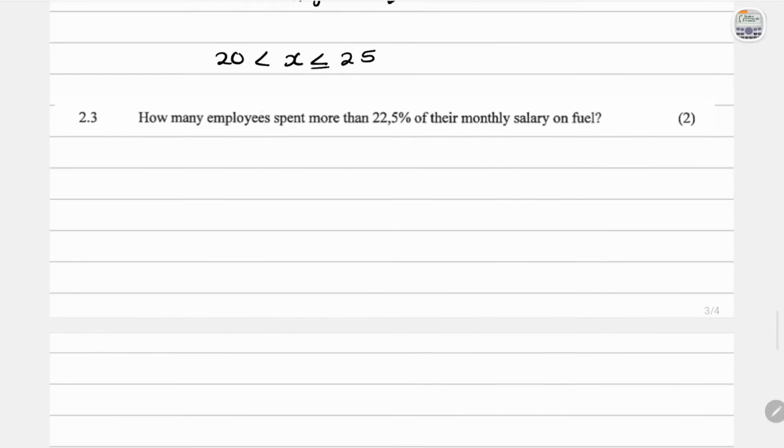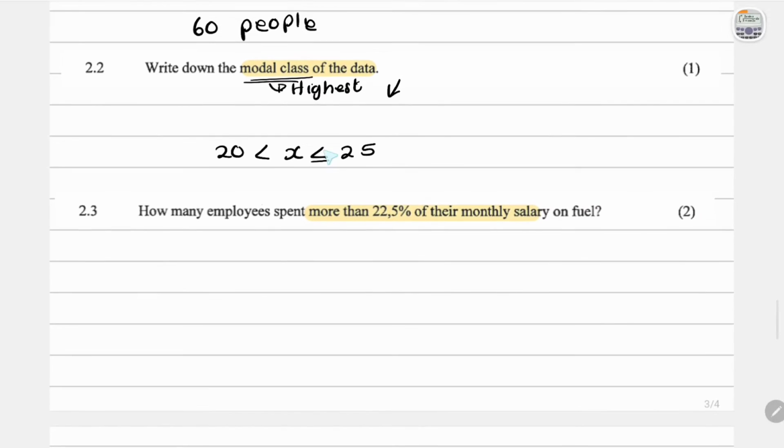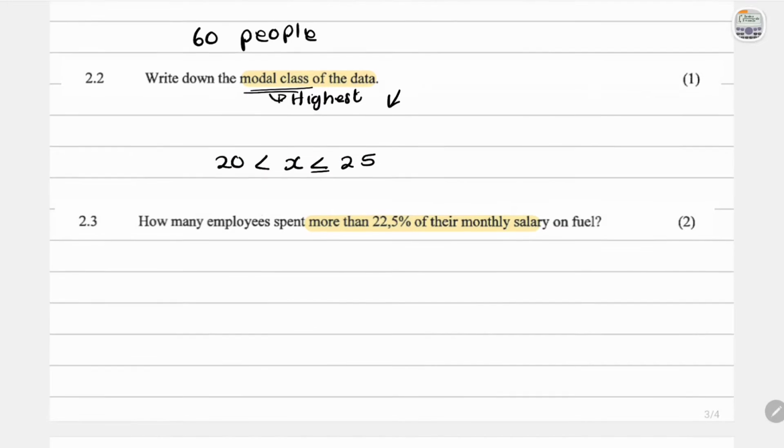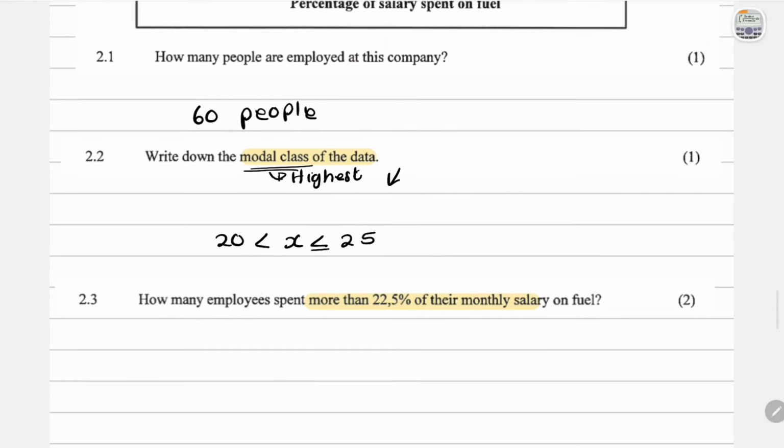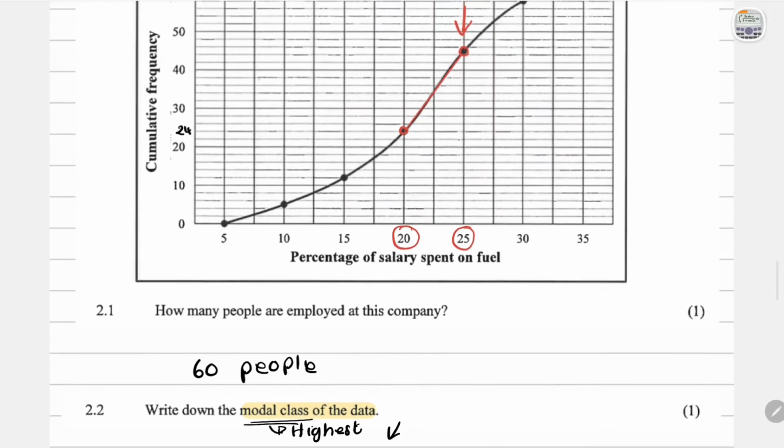Question 2.3 says, how many employees spent more than 22.5% of their monthly salary on fuel? So more than 22.5% of their monthly salary on fuel. Now I'm starting to realize that I've been calling these rands. They're not rands, they are percentages. So this is the percentage they use out of their full salary. So the employees that spend more than 22.5% of their monthly salary on fuel.